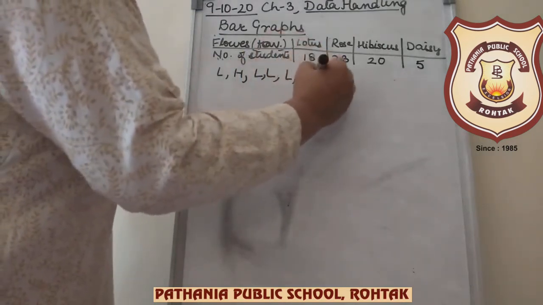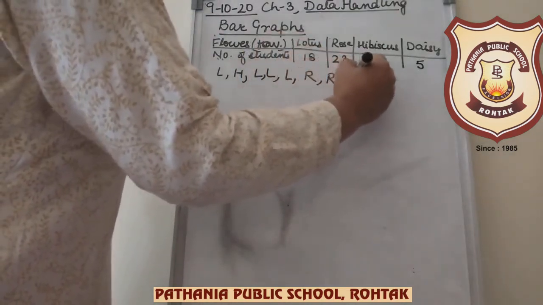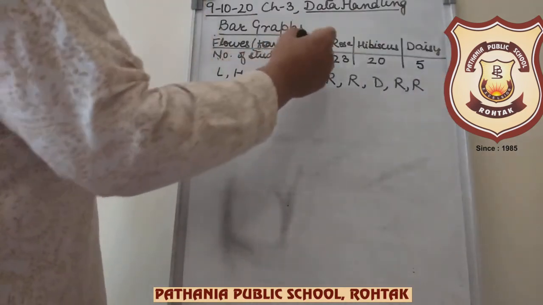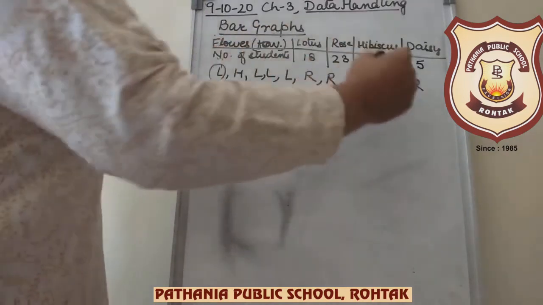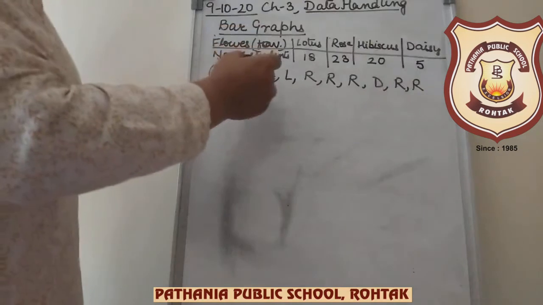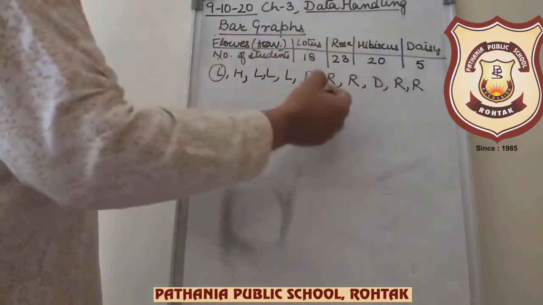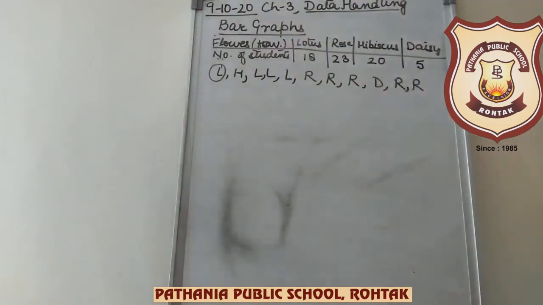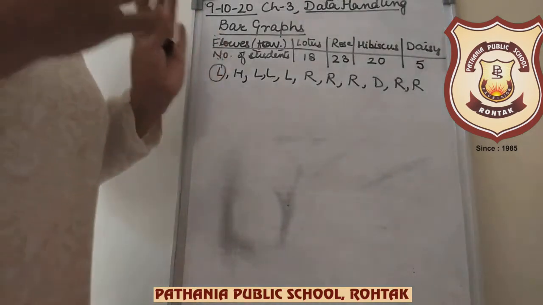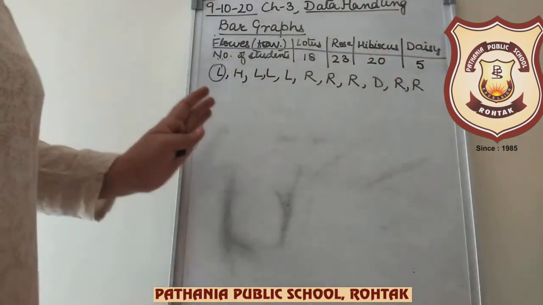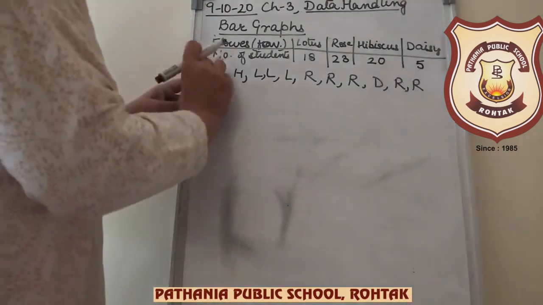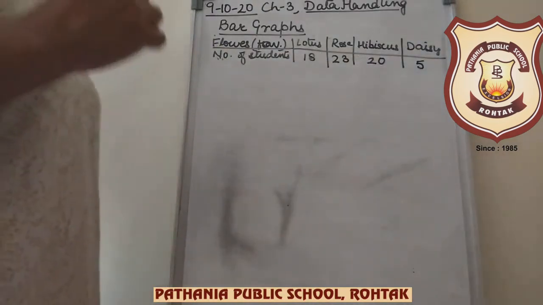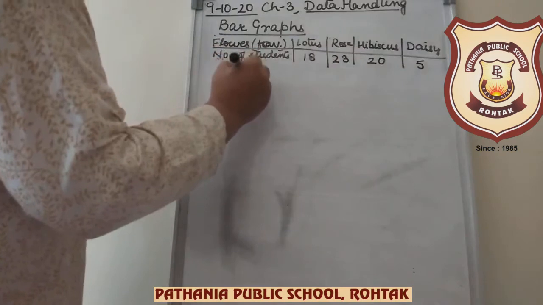L, L, R, R, R, D, again R, again R. So L has to come in the observations 18 times. R is to be 23, H is to be 20, and D is to be 5 times. Then by using tally marks you are going to arrange the data in tabular form, but as it is already given here, there is no need to arrange it, you just have to draw the bar graph.